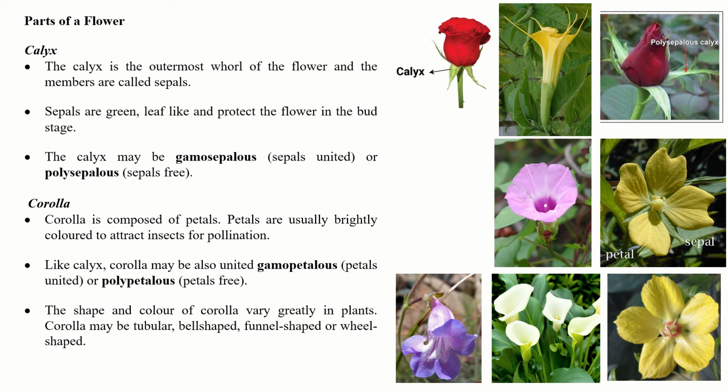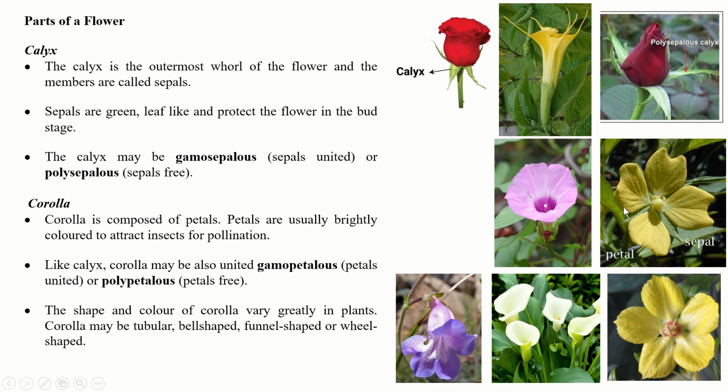Understood, students? Then the next part of the flower is the corolla. Now corolla is composed of petals. Petals are usually brightly colored to attract insects for pollination. Like calyx, corolla may also be united and is called gamopetalous. Okay, petals united. Now you can see these are the petals. This is the corolla. Here the petals are united, so it is called gamopetalous. Whereas here the petals are free. Each petal is free.